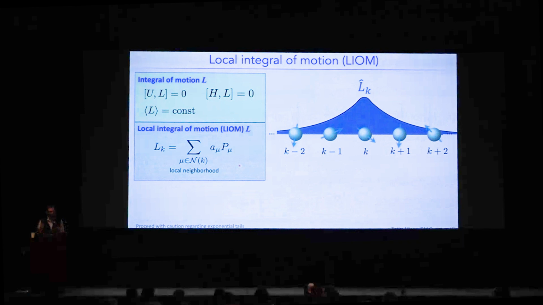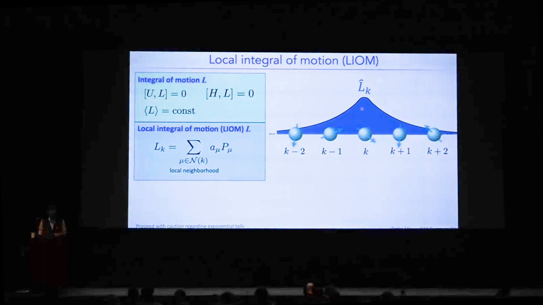To make things a little bit simpler, let's look for integrals of motion, or ask the question, can we find integrals of motion that are local in some sense? So here I tried to paint a picture of an operator distributed over a bounded local neighborhood in space. We'll call this the local neighborhood around some site K, and this L sub K should obey these constraints here. We call such an integral of motion a local integral of motion, or a LIOM.